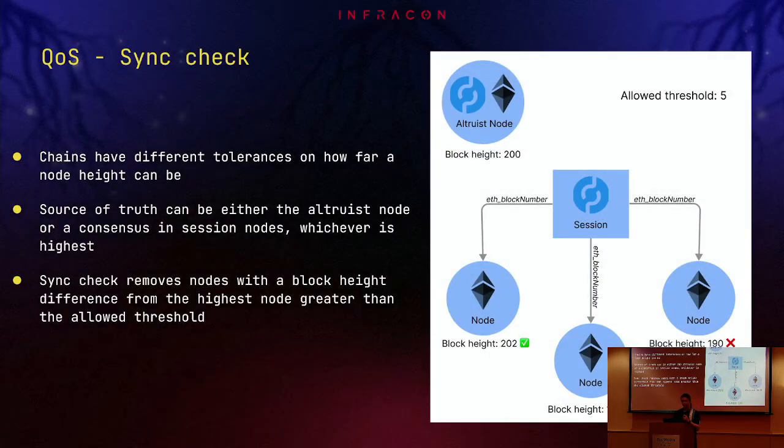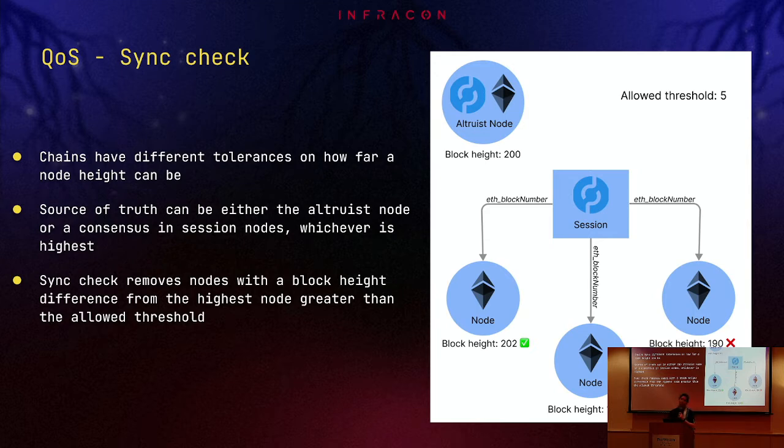Our second set of checks that we perform is called the sync check. What this does is assure that the nodes within a session have a block height that is good enough for the chain to be able to perform well. For this, we have two sources of truth. The first one is the nodes within the session, and the second one is an altruist node that is being assigned to the chain.